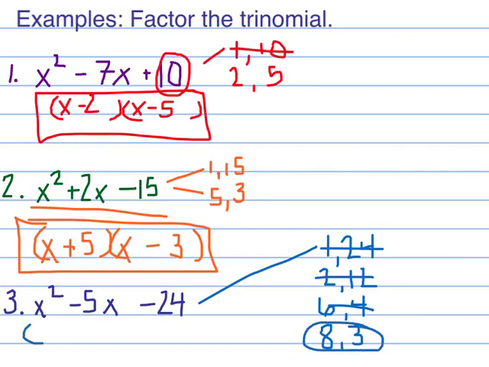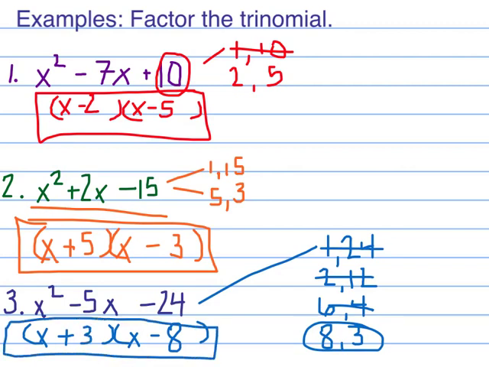Now let's decide which one will need to be the positive and which one will be the negative, since they do have to be opposite signs. Well, my b term here is negative, so that means my bigger number will have to be negative. So the 8 must be the negative, the 3 will be the positive, and there you are.